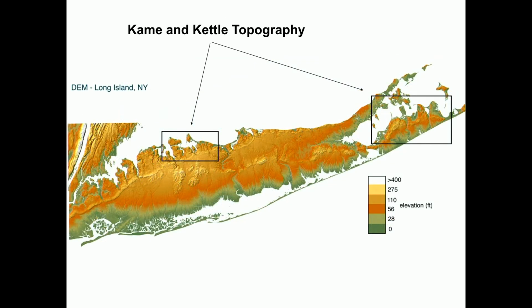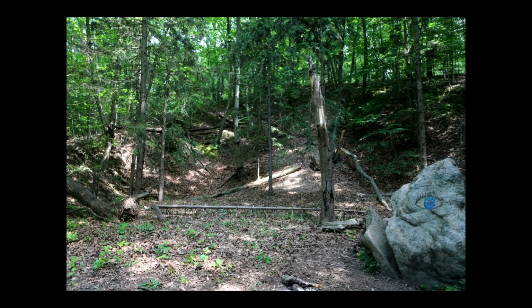A few other things in my last couple minutes here. The kame and kettle topography of the moraines is very well developed all over Long Island. The Northport area is a good place to see it. There are some nature preserves up in Northport where if you hike around, you see these bowl-shaped depressions. These are kettle depressions, but they're above the water table, so they're not ponds. You see glacial erratics all over the place. It's a very bumpy, very steep, hilly topography.